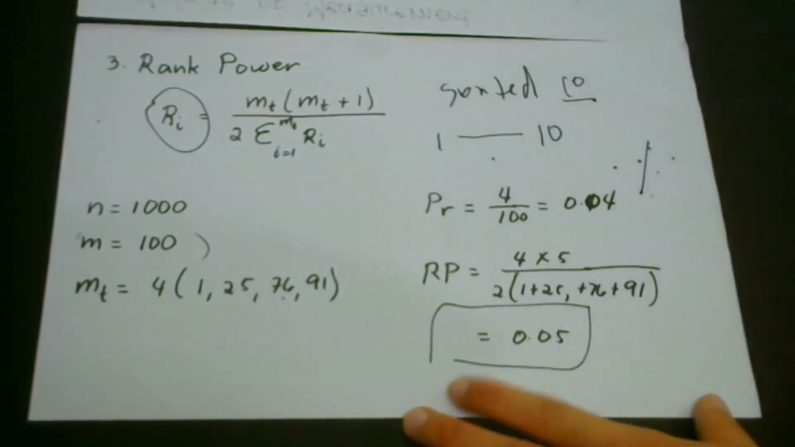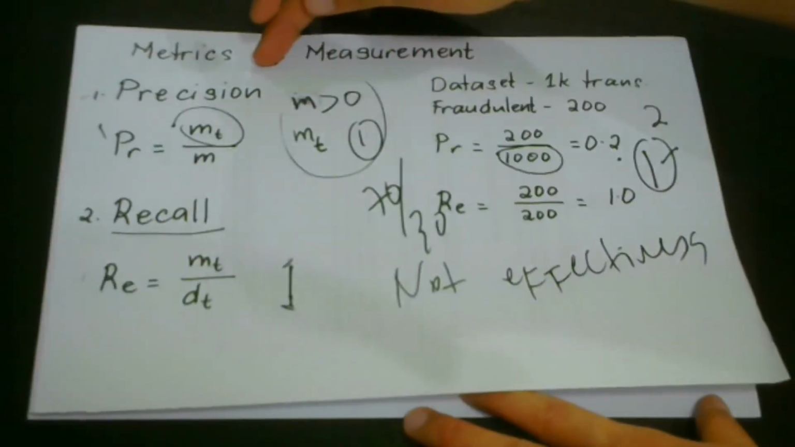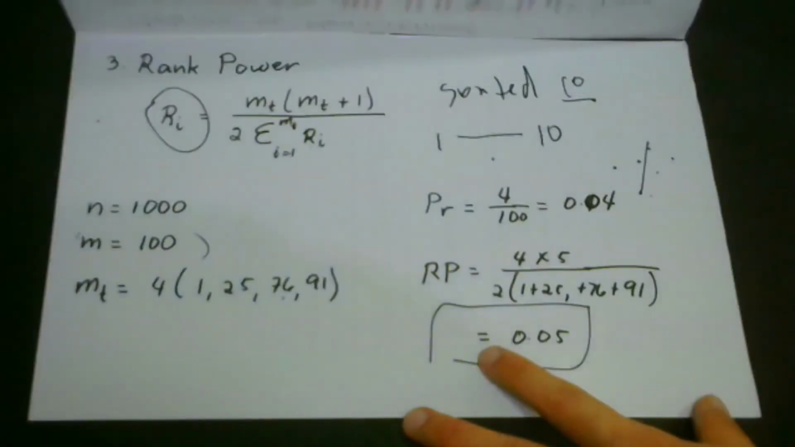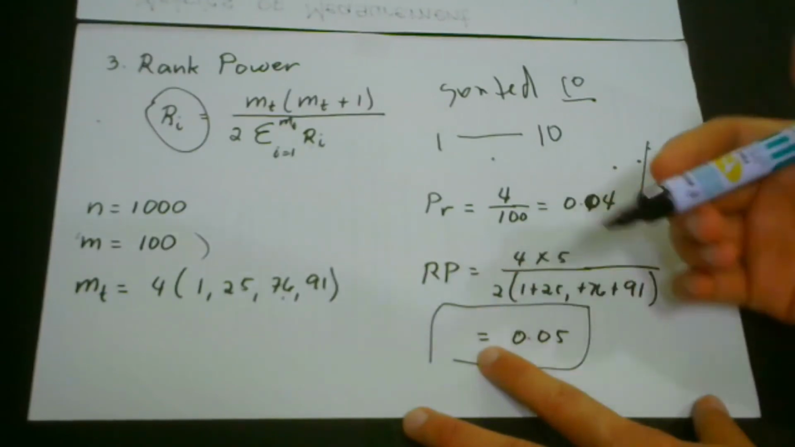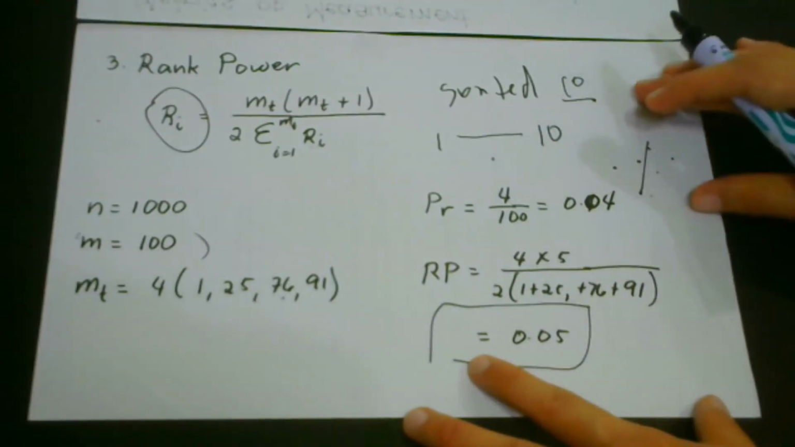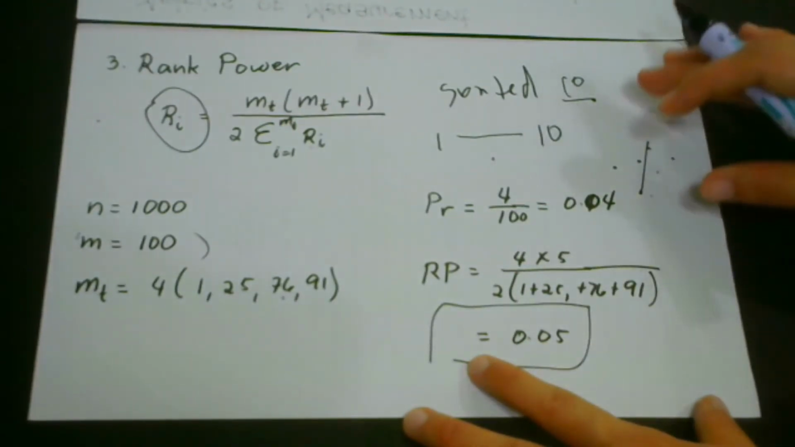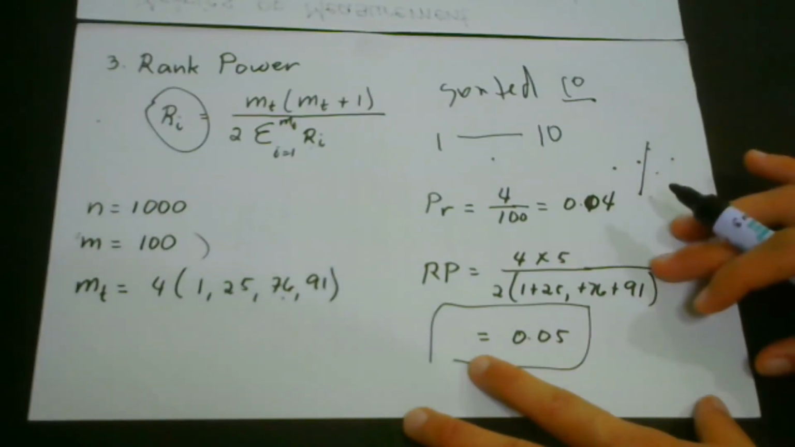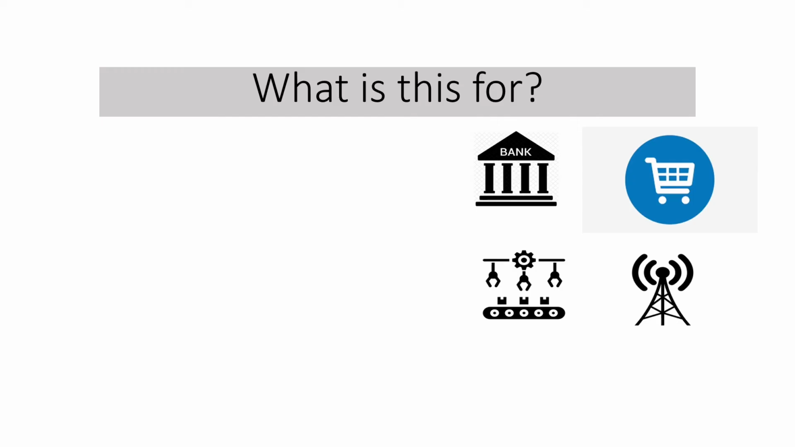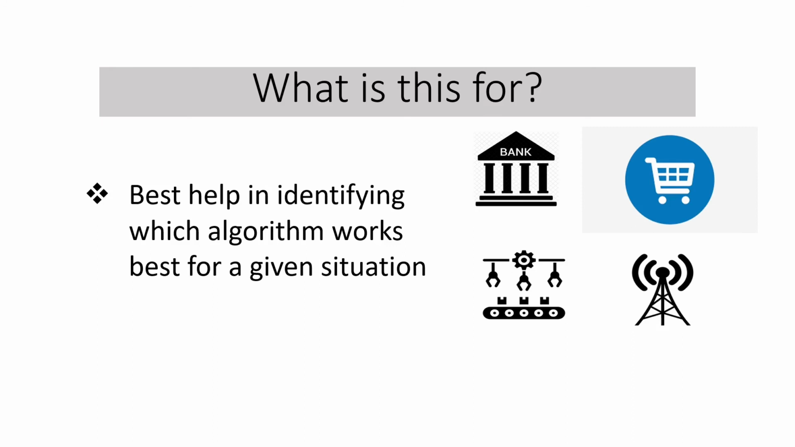Having this is actually better than having precision and recall, because we consider the ranks of the points which are considered to be the most suspicious and the least suspicious. Why do we have to study this? Basically, having a proper understanding of the different metrics of performance or measurement is a great help to identify which algorithm is the best one to use.